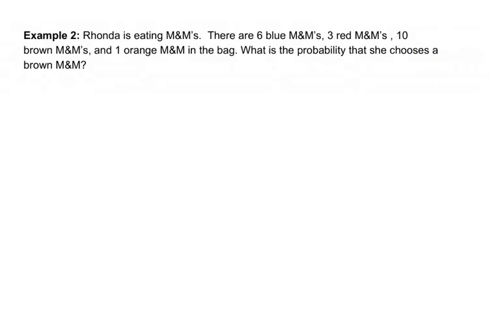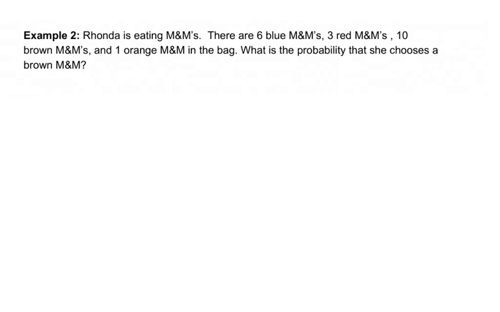Okay, let's do one more example. It says example 2, Rhonda is eating M&Ms. Yum. There are 6 blue M&Ms, 3 red M&Ms, 10 brown M&Ms, and 1 orange M&M in the bag. What is the probability that she chooses a brown M&M?